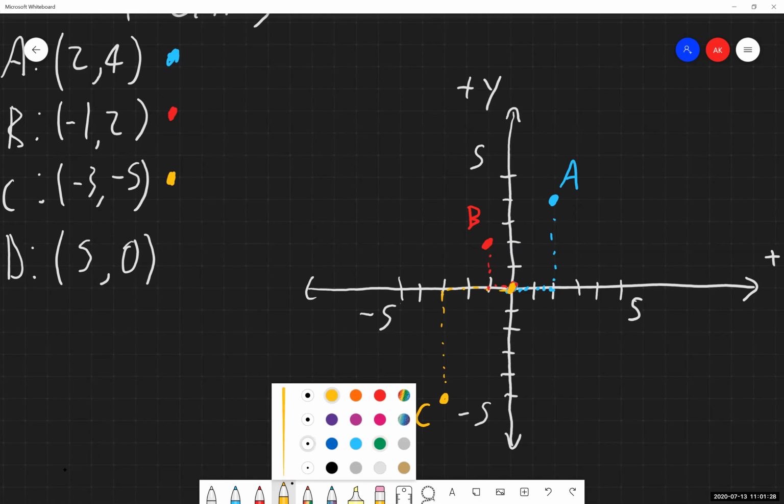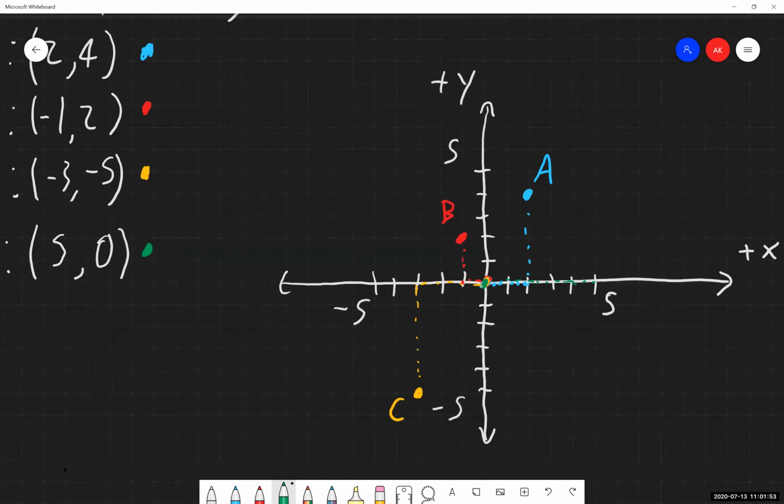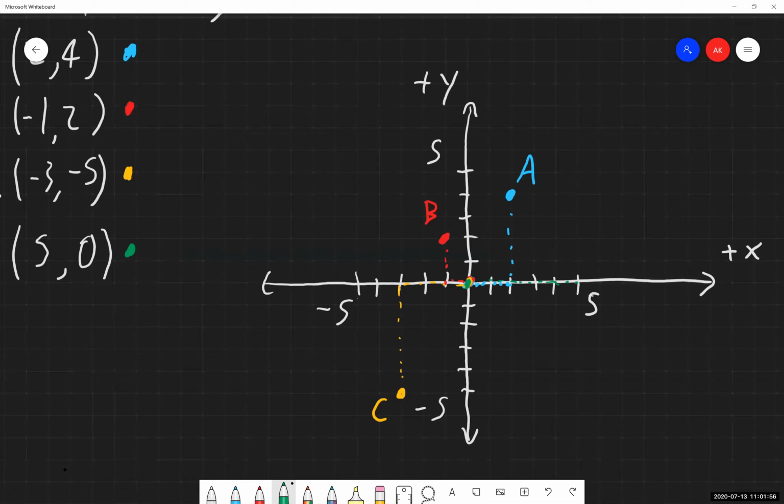And then we'll use green for our last color here. So point D is going to be in green. Once again, starting from the origin, I am moving 5 in the positive direction along the x-axis. And then with 0, that tells me I am not going to move up or down in the vertical direction at all. So I'm going to stay right on the x-axis that I have here. And point D is right there.